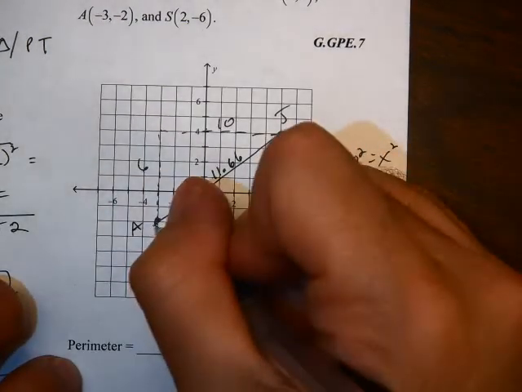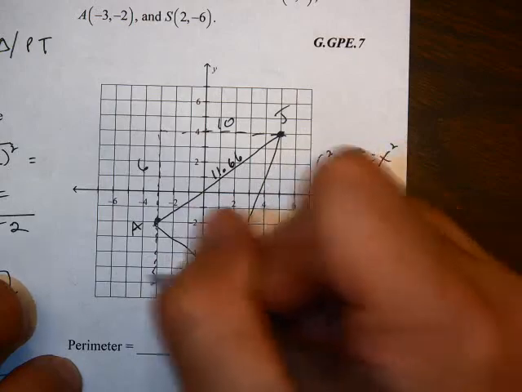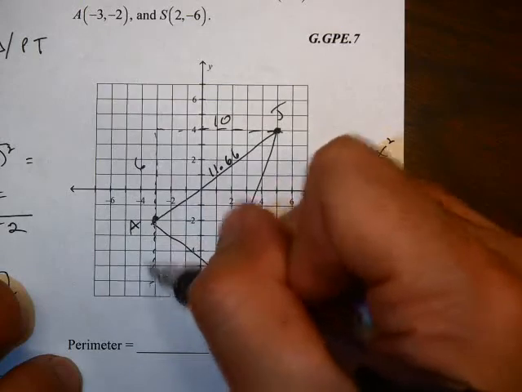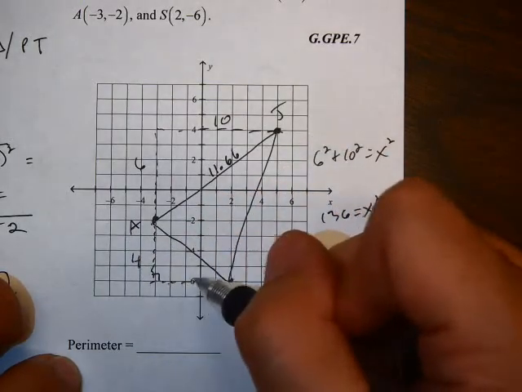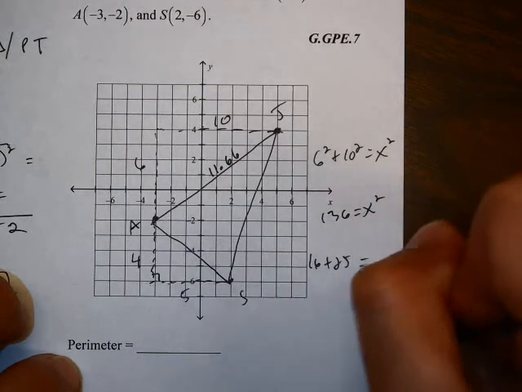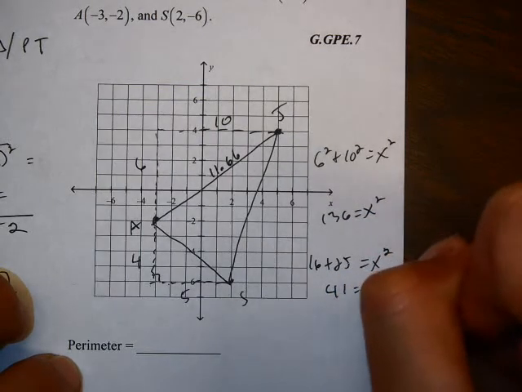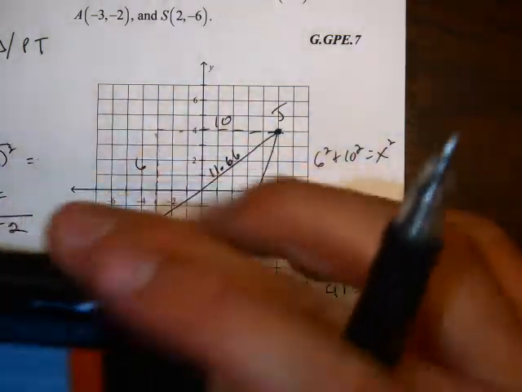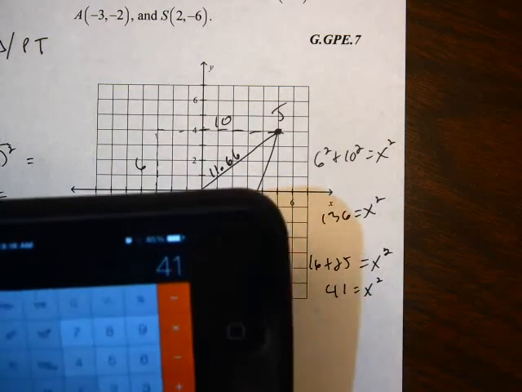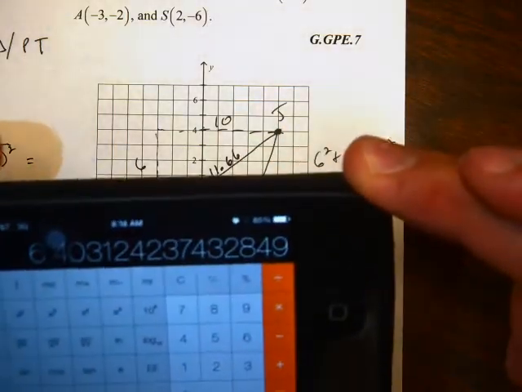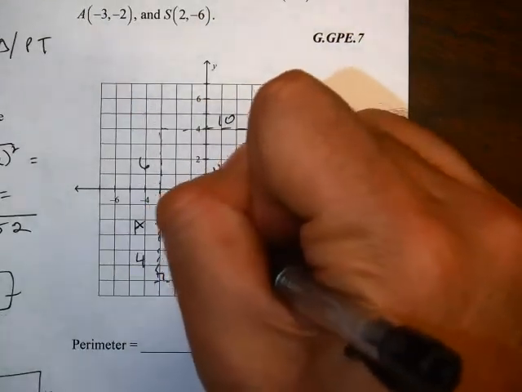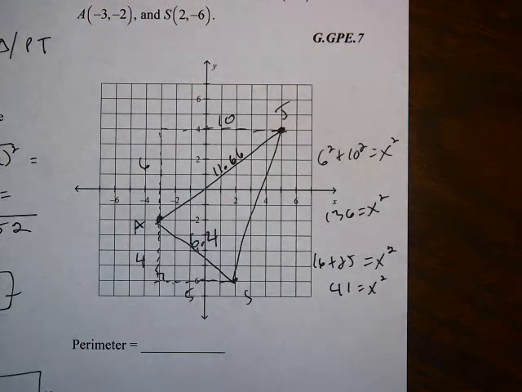So if I go with this one, A to S, side AS. There's my slope triangle for here. 1, 2, 3, 4, 5 here, which means I get 16 plus 25 equals x squared, which means 41 equals x squared. So then, let me clear this out. 41 square root, 6.403, etc. So this length here rounds to 6.4.